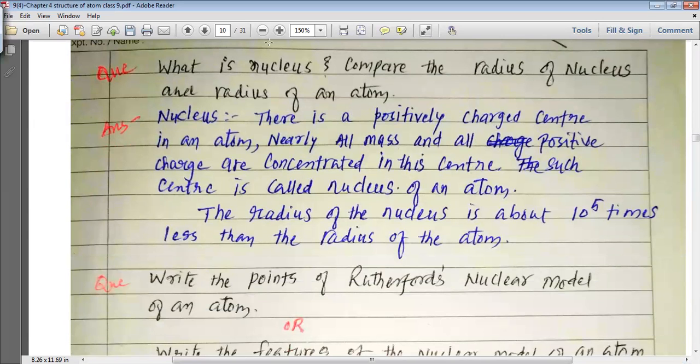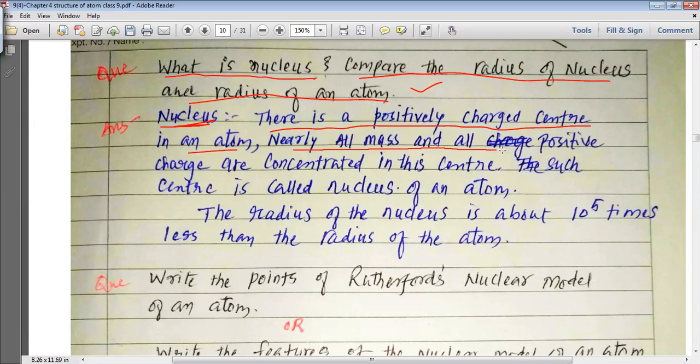Now the next question, my dear students: what is the nucleus? And compare the radius of the nucleus and the radius of an atom. So first let us define what is the nucleus. It is a positively charged center in an atom. Nearly all the mass and all the positive charge are concentrated in this center.